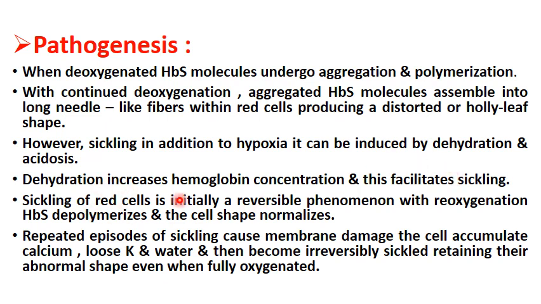Sickling of red blood cells is initially reversible. With reoxygenation, the hemoglobin S depolymerizes, then the cell shape returns to normal. While when there are repeated episodes of sickling, this will lead to damage to the membrane, and the cell accumulates calcium, loses potassium and water, then becomes irreversibly sickled. Even if we reoxygenate, this cell will retain its abnormal shape, and there is no benefit of reoxygenation.